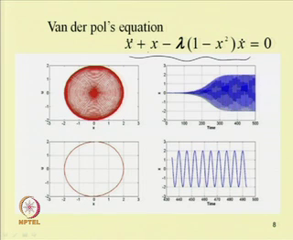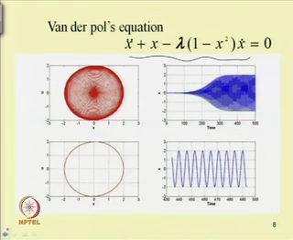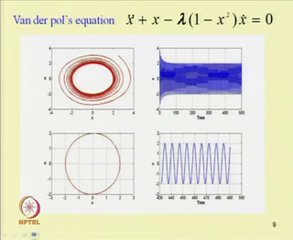To plot the second order differential equation, first we have to reduce the second order differential equation to a set of first order equations. So, our equation is x double dot minus lambda into 1 minus x square into x dot plus x equal to 0. We have to use numerical methods, so we can reduce this equation to a set of first order equations.